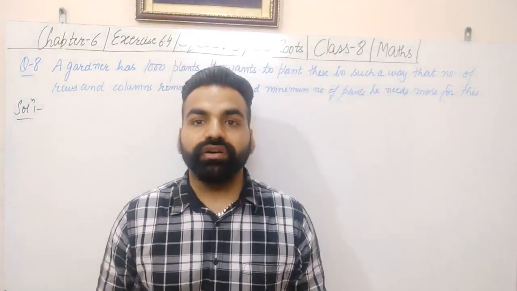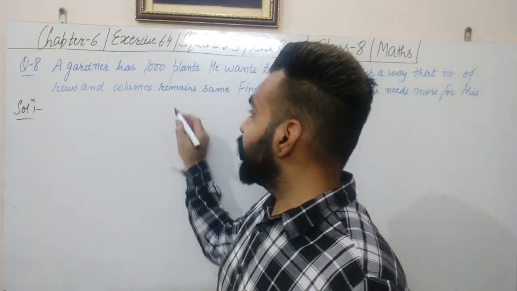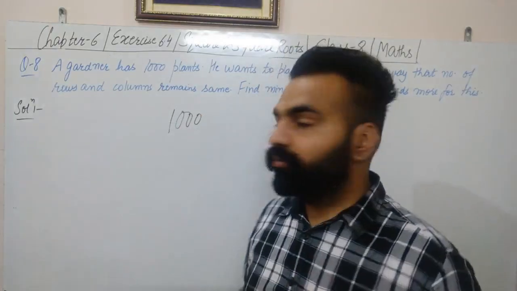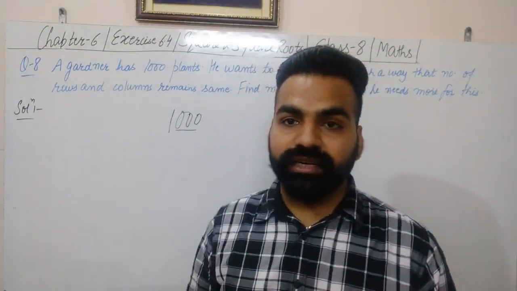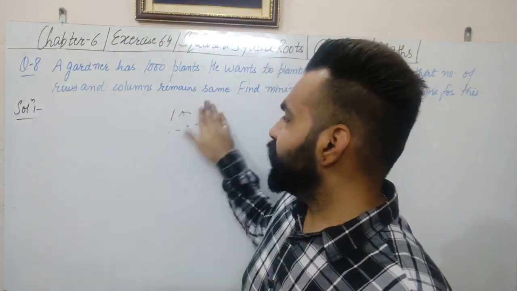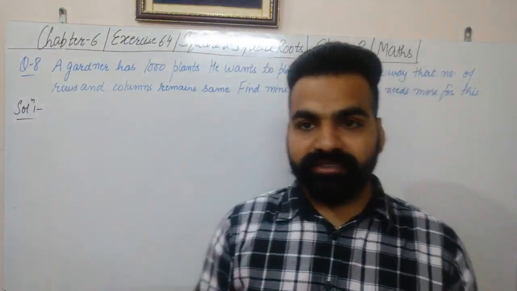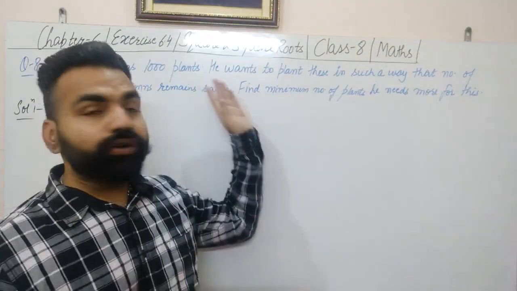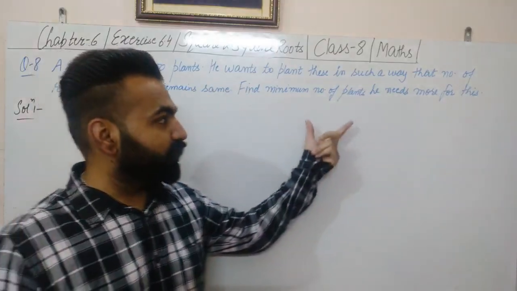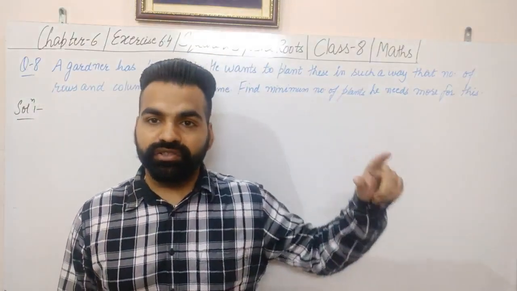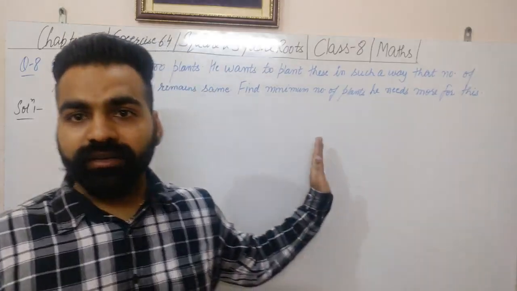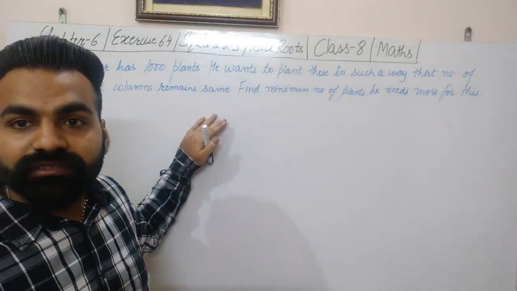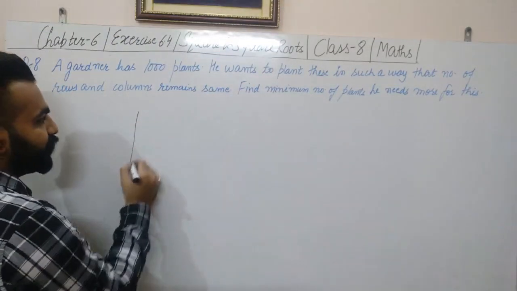And why is 1,000 not a perfect square? Because we studied that the number of zeros at the end should always be even. But here there are only 3 zeros, that is an odd number of zeros. So we can directly say that 1,000 is not a perfect square. So now we will make it a perfect square. So we have to take more plants so that it becomes a perfect square. So this question is similar to that question, that what must be added to the given number to form a perfect square. So for that question, we have to solve it by division method.